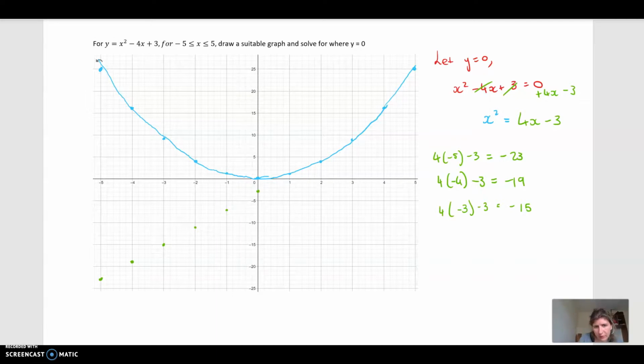So across 1, up 1, 2, 3, 4. Across 1, up 4. Across 1, up 4. Across 1, up 4.